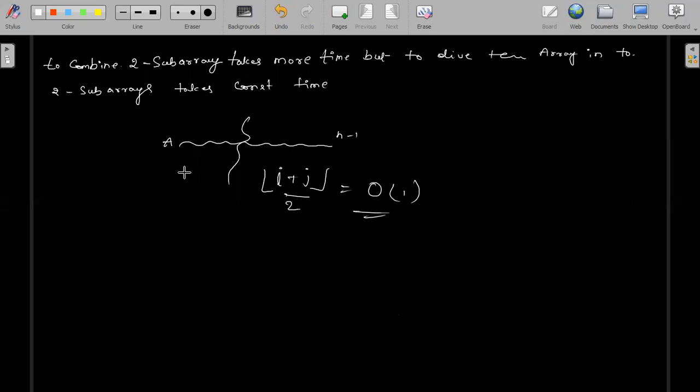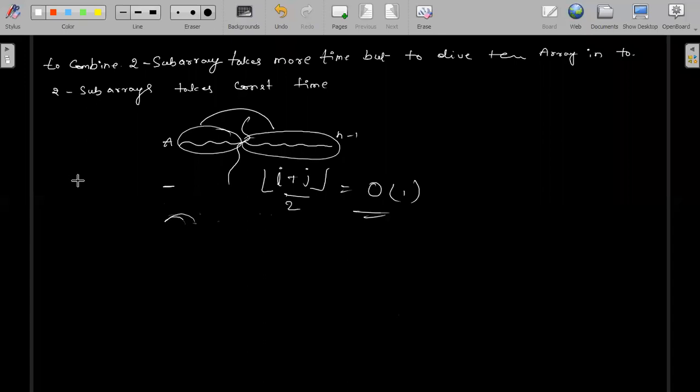But if I divide this array into n number of subgroups, nothing but subarrays, to combine those two subarrays, it takes a lot of time. This is what exactly I'm talking about. If I want to combine these two sorted arrays, it is going to take a lot of time. That is the problem here. Biggest problem.